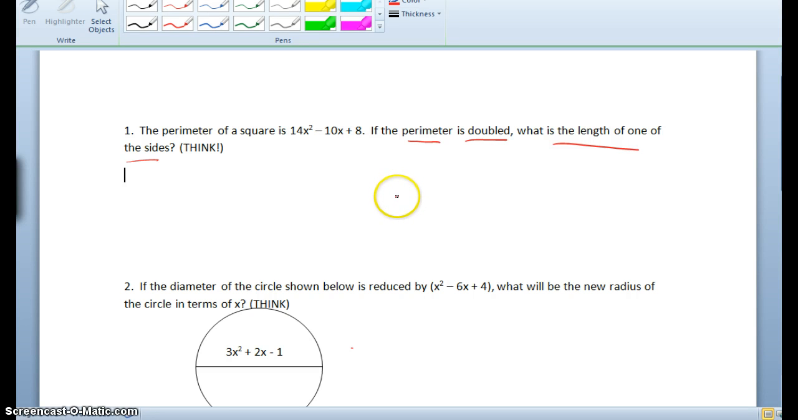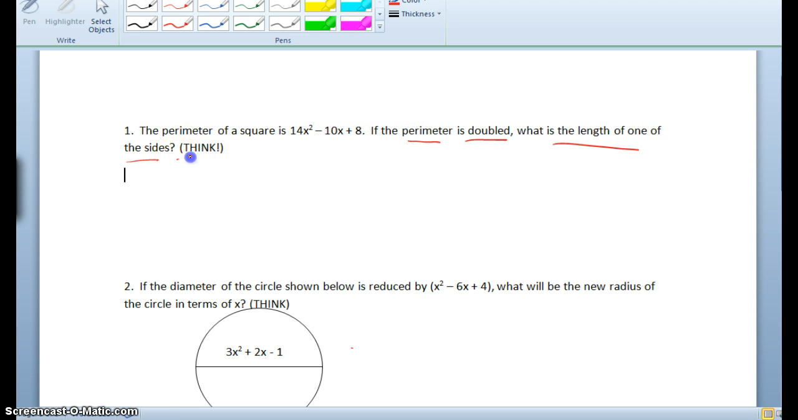Okay, class, we're going to work out some select problems from your homework. Okay, problem 1. The perimeter of a square is 14x squared minus 10x plus 8. If the perimeter is doubled, what is the length of one of the sides?